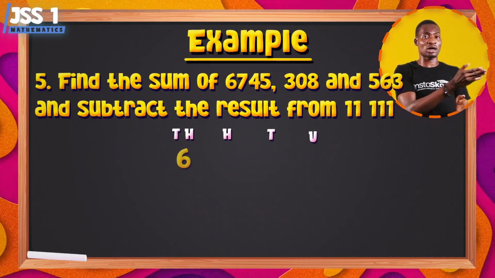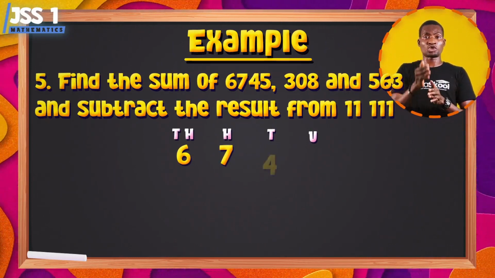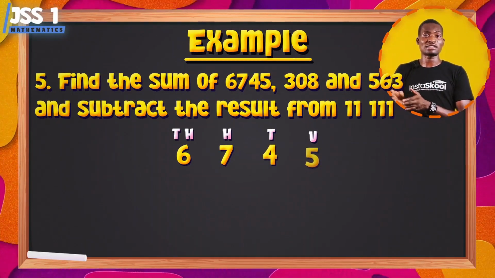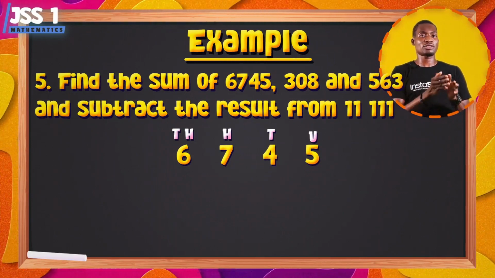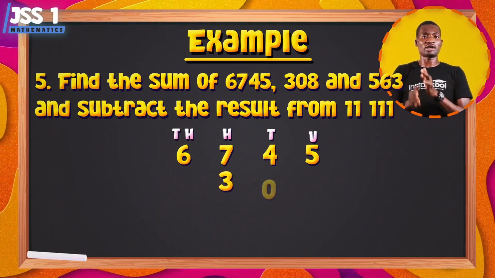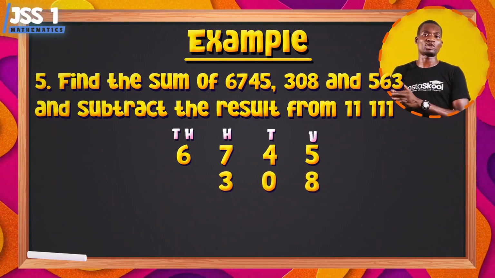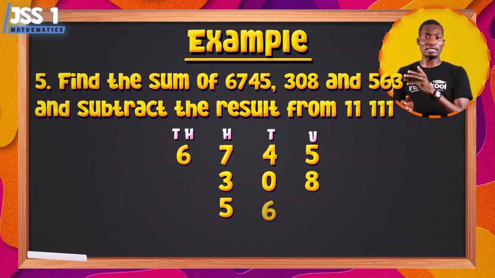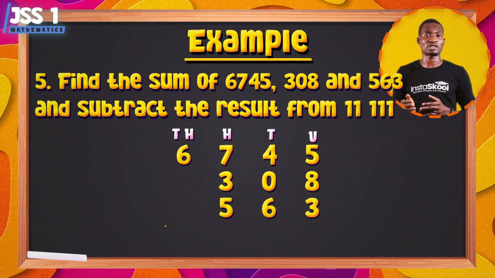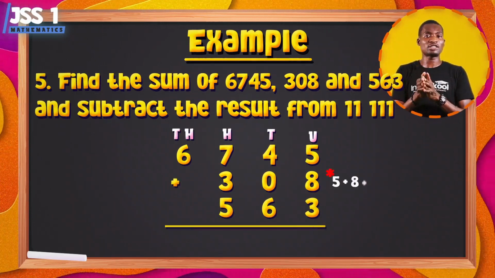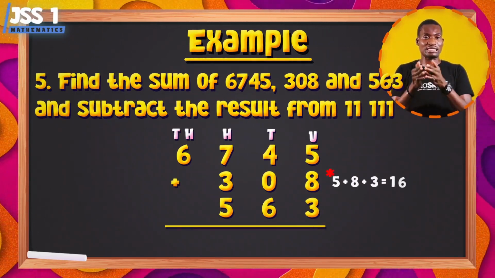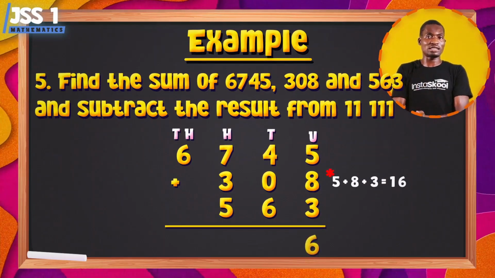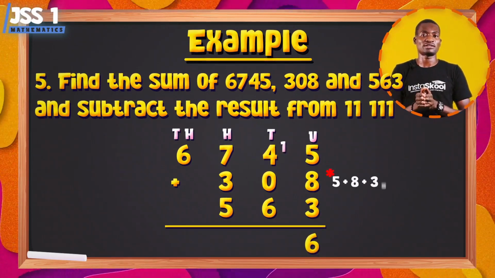6 goes underneath 1,000, 7 goes underneath 100, 4 goes underneath tens, and 5 under unit. 3 goes under 100, 0 under tens, and 8 under unit. Finally, 5 under 100, 6 under tens, and 3 under unit. 5 plus 8 plus 3 gives 16. So you write down 6 and take the 1 to the next side.